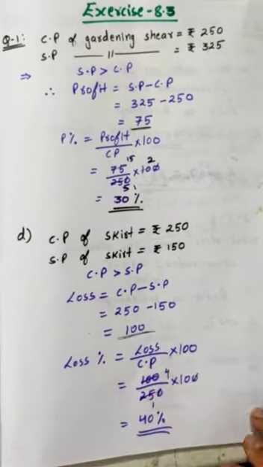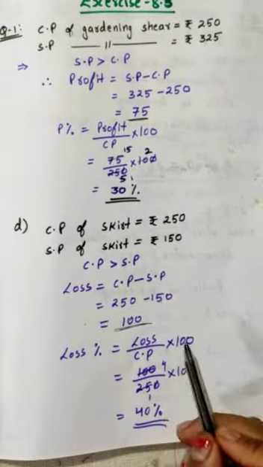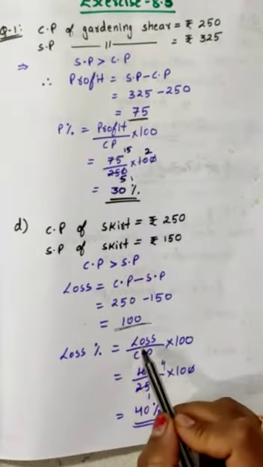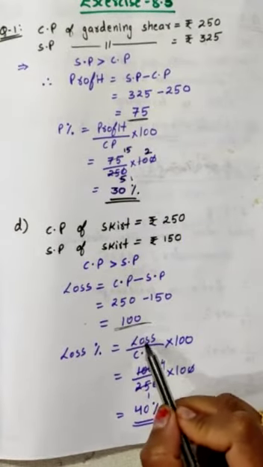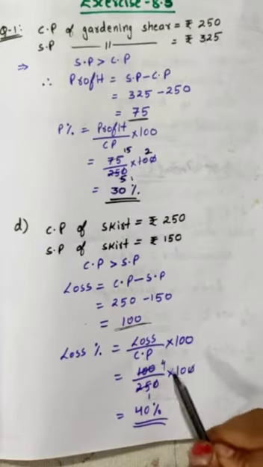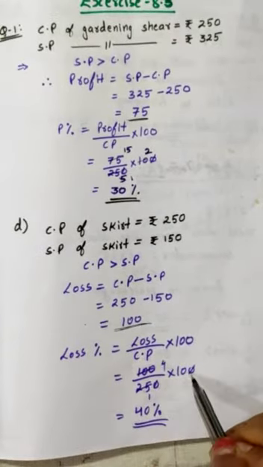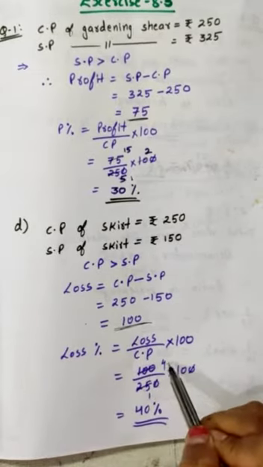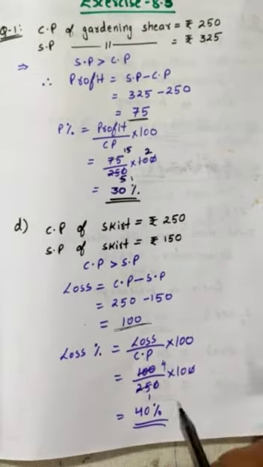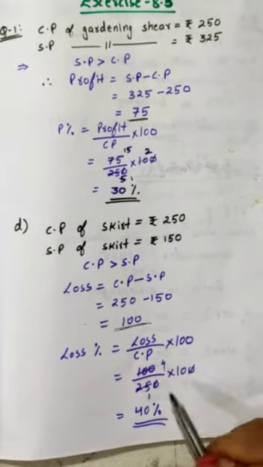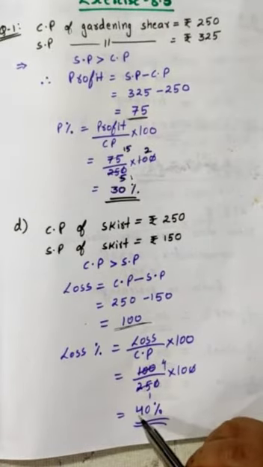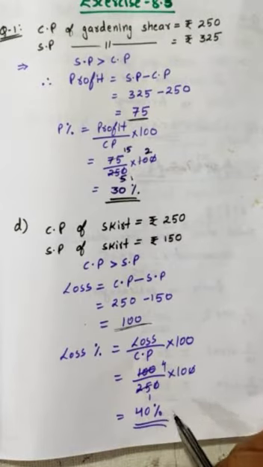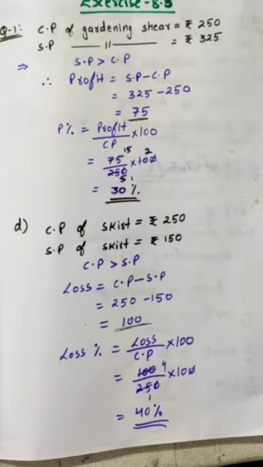Now we have to calculate the loss percentage. The formula will be the same as in the case of profit, just loss will come in the numerator. So loss upon CP into 100, so it will be 100 upon 250 into 100%. Then 0 and 0 get cancelled. 25 4s are 100, you have to remember this. 4 10s are 40. That means the girl is having 40% loss. Now two parts are remaining, those you have to do. Now we'll see the next question.